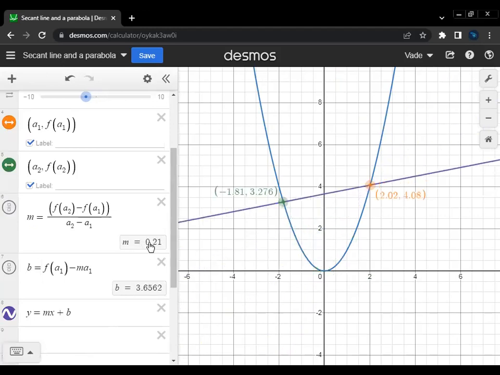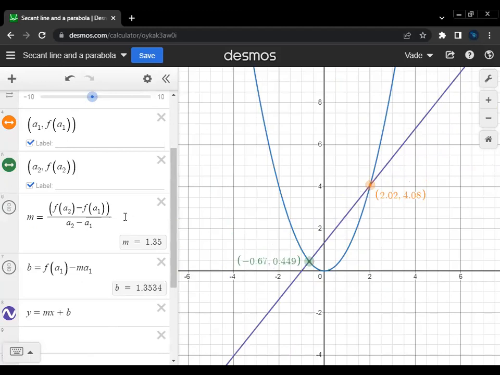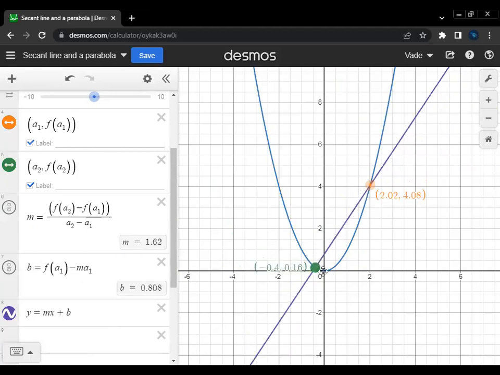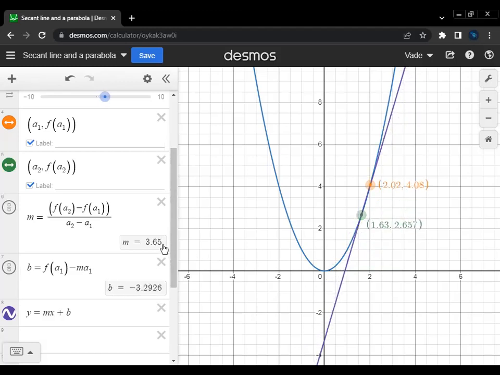If the green point is here, what happens? It's 0.21, right? Now let's make it closer to this yellow point. What's the answer? 1.35, right? Now let's make it even closer. It's 2.64. Make it closer. 3.22. Even closer. 3.65. Even closer. 3.84. And even closer. 3.95.